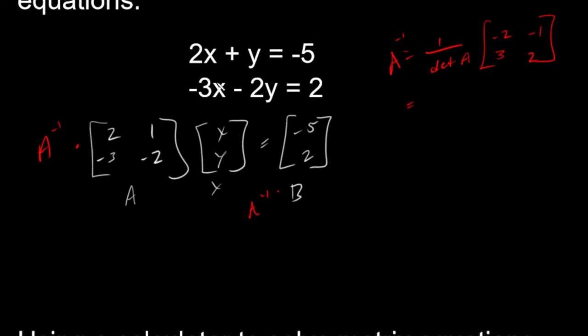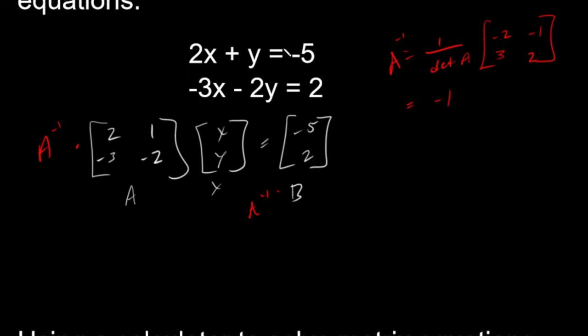And then the determinant of A is the product of the main diagonal, negative 4 in this case, because 2 times negative 2 is negative 4, minus the product of the alternate diagonal. So it's negative 4, and then negative 3 and positive 1 make a negative 3. So a negative 4 minus a negative 3, that is a negative 4 plus a 3, which is a negative 1. So it is 1 over negative 1, and that would be just negative 1.